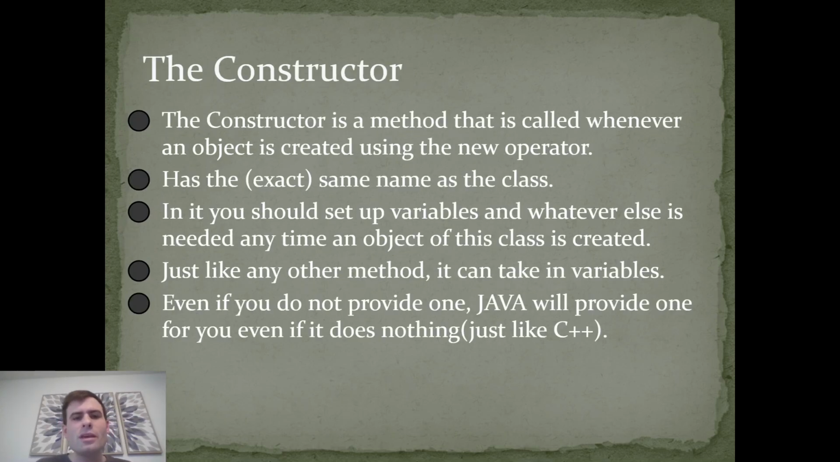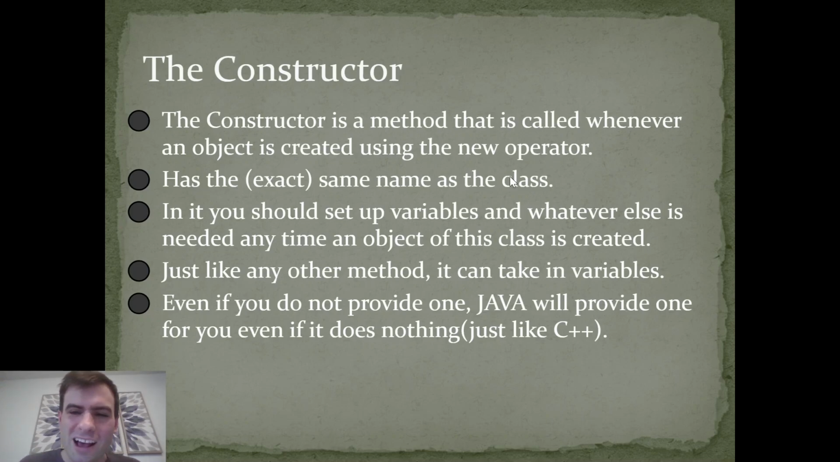And we have the constructor. It's a method that is called whenever the object is created using the new operator. It has the exact same name as the class. So let's say if the class is named Time, then this method is also going to be named Time. In it, you should set up variables and whatever else is needed anytime an object of the class is created. So let's say I need to use hour, minute, and second when I make Time, and you'll see that coming up pretty soon. This is where I would put hour, minute, and second.